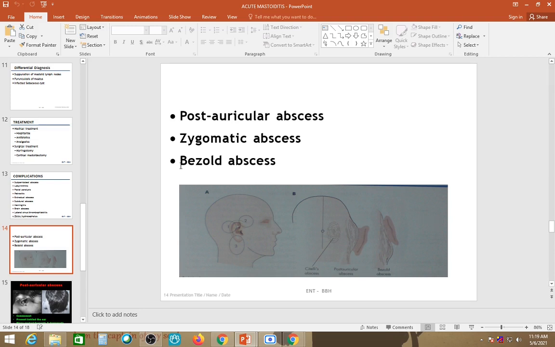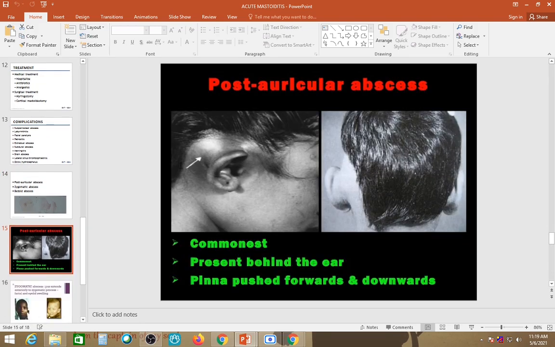How it occurs, you can see from the slide, what structures are present when a person gets a complication of this disease condition. See the post-auricular abscess. These are the commonest and present behind the ear, and the pinna is pushed forward and downwards. You can see the structure here.